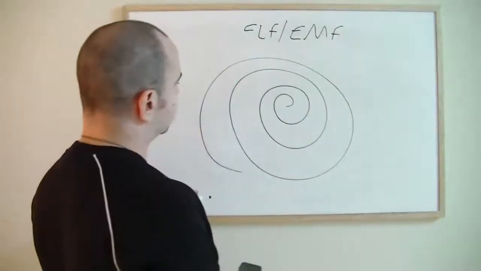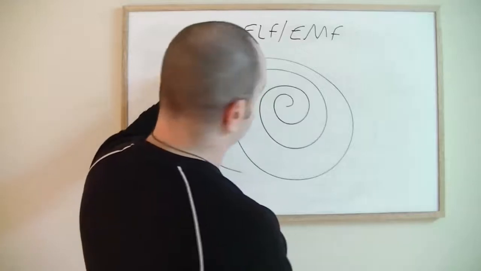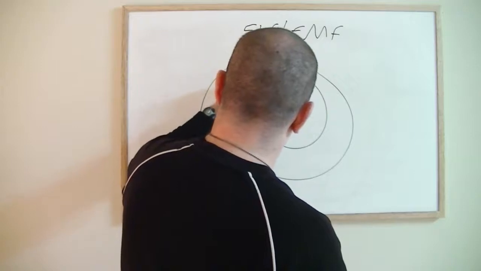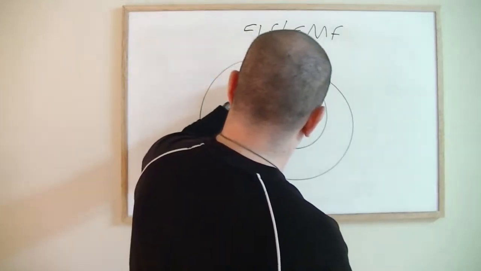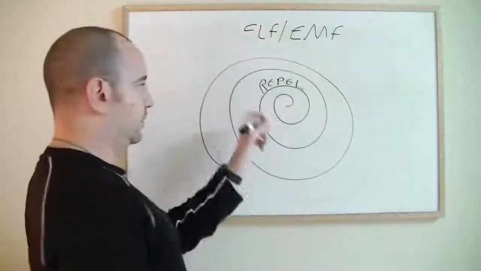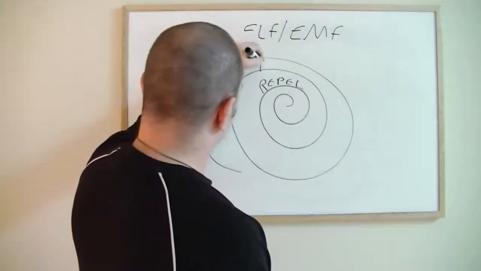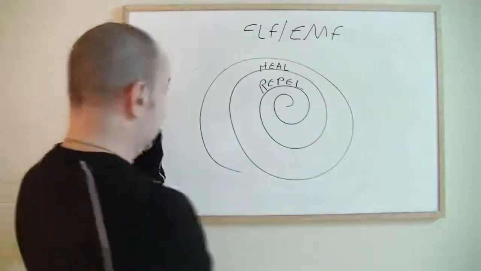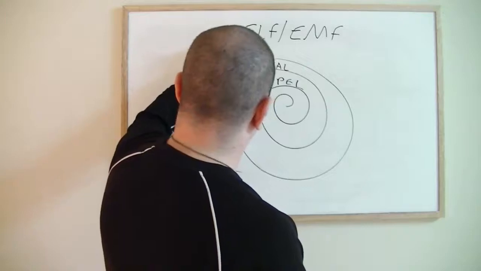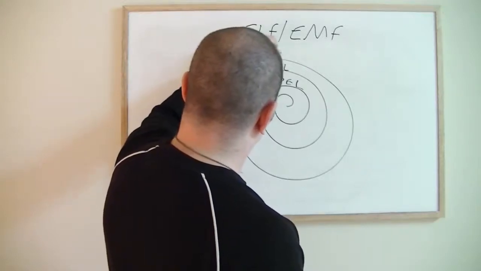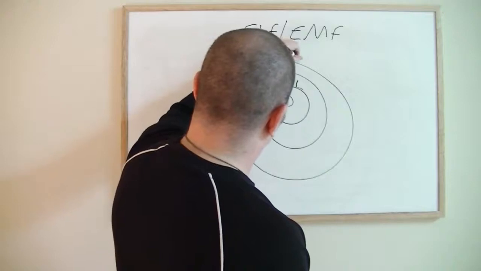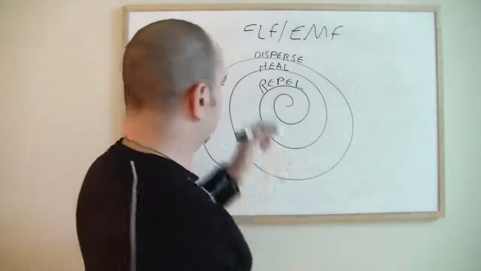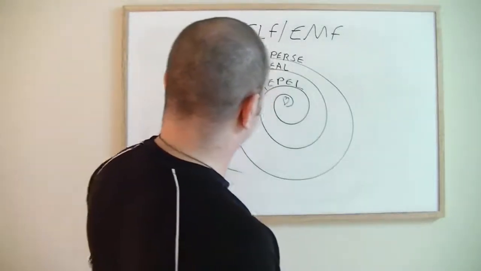Now if you don't want to just use a spiral, you can represent the idea of utilizing words within the spiral. Alright? So here's one. Repel. Alright? Here's another one. Heal. Alright? Let's do one more. Disperse. Alright? That's just one particular example. You can always put like a nice little heart in the center here as well.